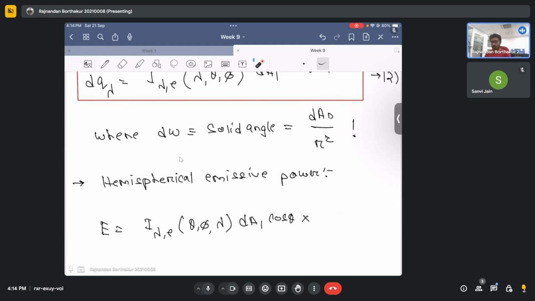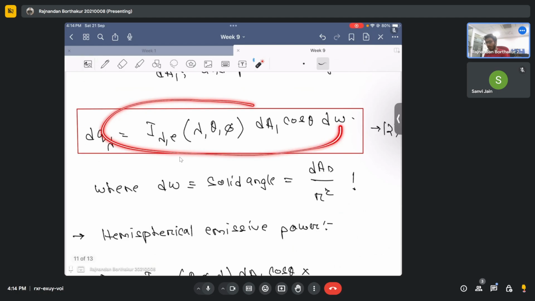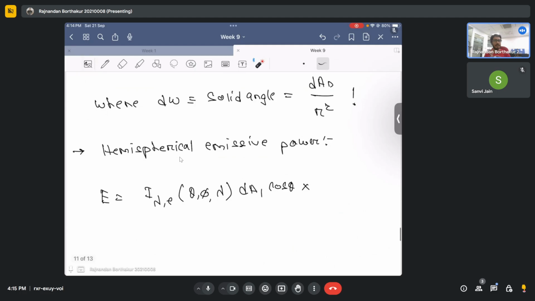I hope this is clear. This is a generic relation which relates how my emissive power, this dq lambda, also interpreted as the spectral emissive power, is related to the intensity of radiation, in terms of the area from which the radiation is coming and the solid angle. Now for a special case, I need to see what is the emissive power coming from dA1 onto an arbitrary hemisphere having spherical coordinates r, theta, and phi.